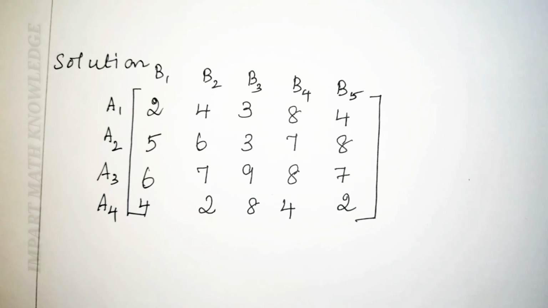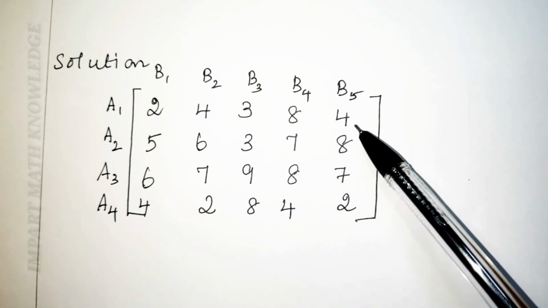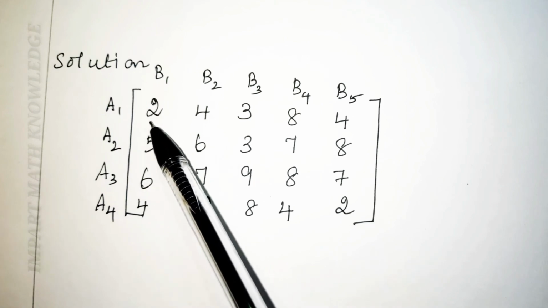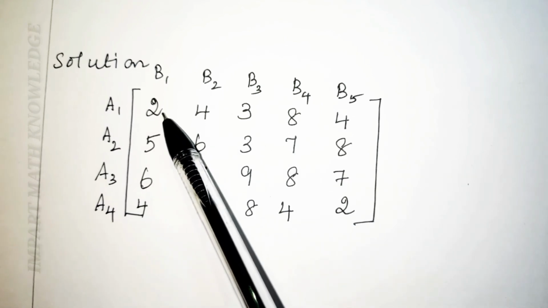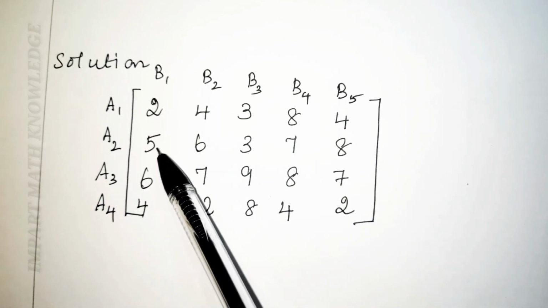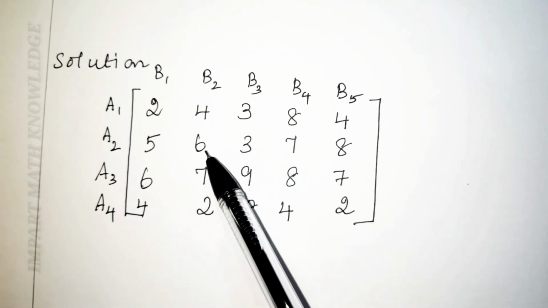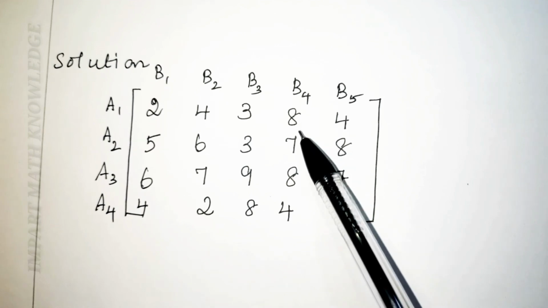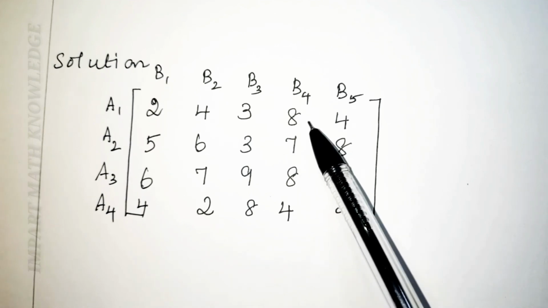So first you have to check with the rows. You check the first row with the other rows. Now I compare the first row with the second row. Here the element is 2, here 5, here 4, here 6, here 3, equal is also allowed, here 8, here 7, so no dominance.